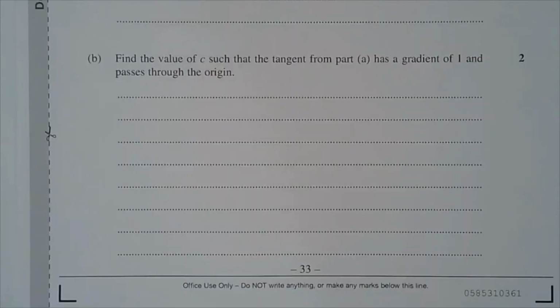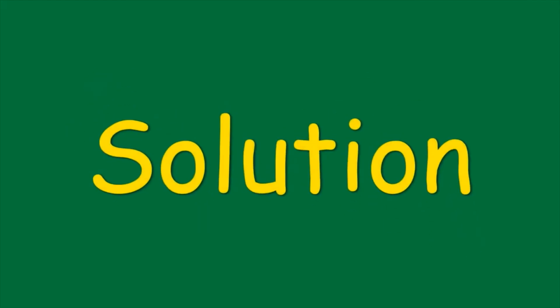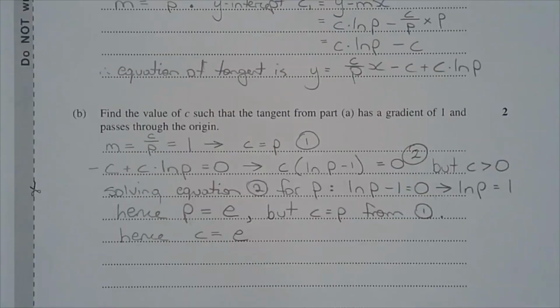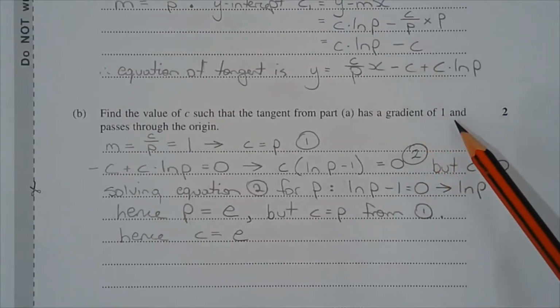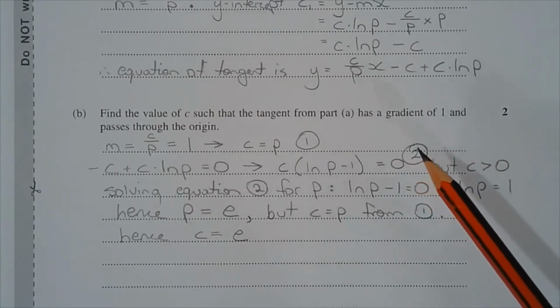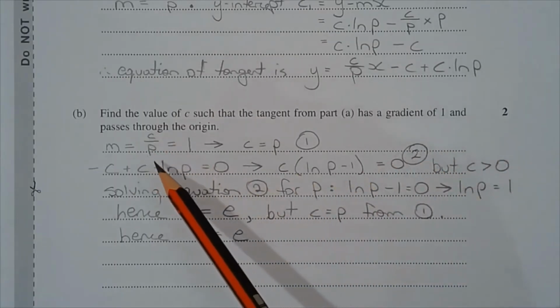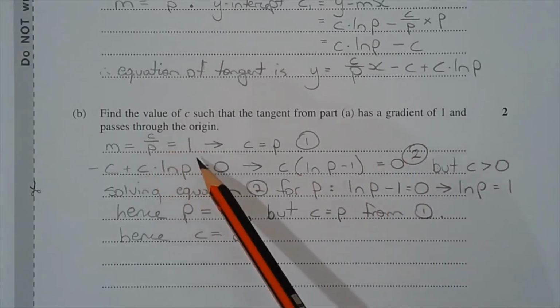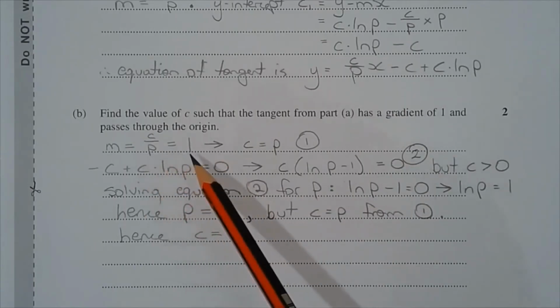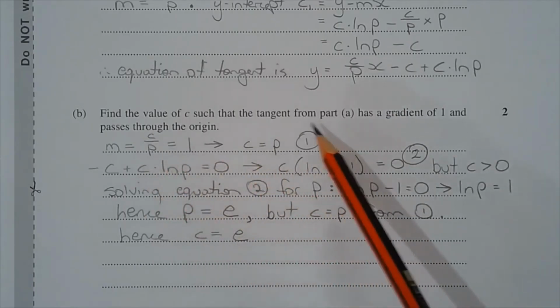Part B. Find the value of c such that the tangent from part A has a gradient of 1 and passes through the origin. The gradient of the tangent is equal to 1, but the gradient of the tangent from part A is equal to c over p. Hence, c over p equals 1, and multiplying both sides by p, we get c equals p, and we'll call that equation number 1.